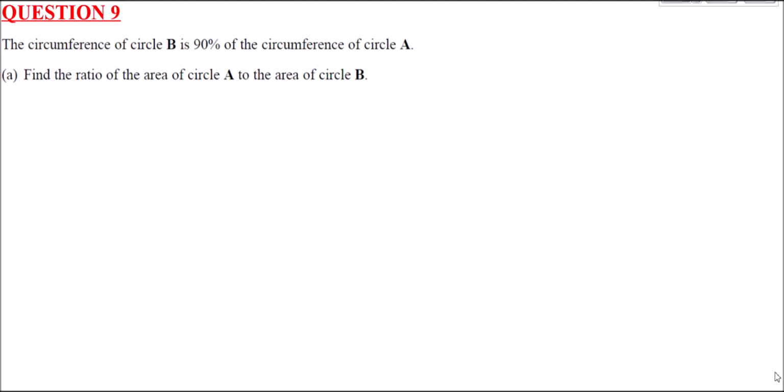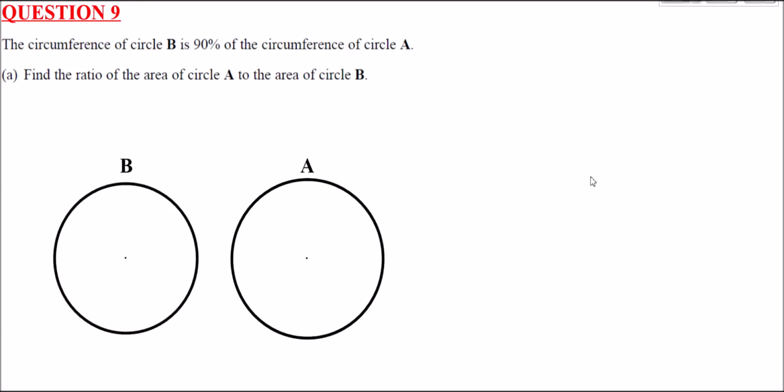Question 9. Now at this point the questions seem to be getting a bit more tricky. We have a question about circles here. So we're told that the circumference of circle B is 90% of the circumference of circle A. So essentially circle B is a tiny bit smaller than circle A. And first off, we have to find the ratio of the area of circle A to the area of circle B. So I'm just going to start off by showing a diagram of what both these circles might look like. So we've got B here, which is a tiny bit smaller than A. So there's two main ways of doing this.